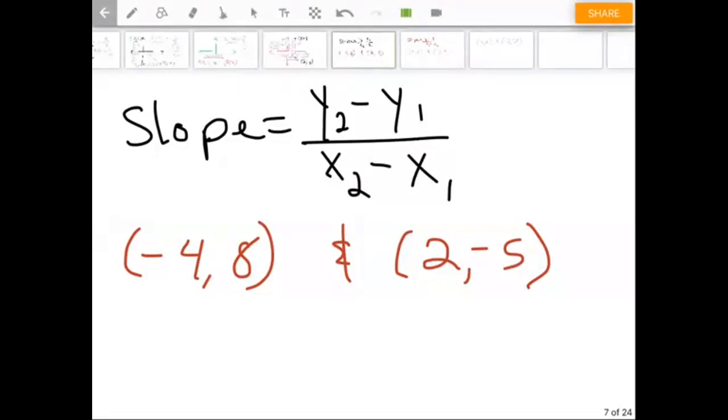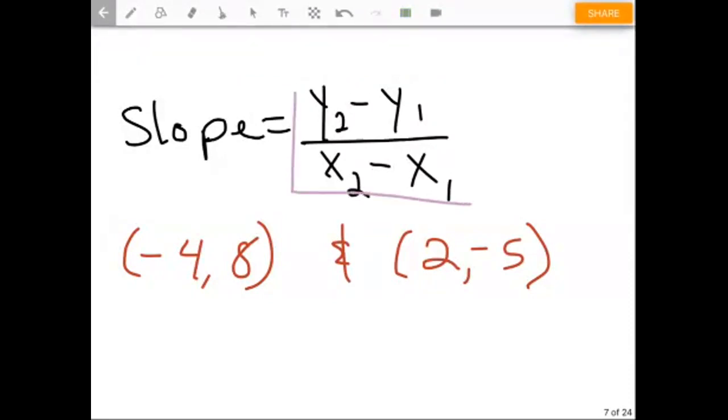Okay, so the next definition we're going to look at for slope is a formula, which a lot of you probably have seen. Slope equals y2 minus y1 over x2 minus x1. And these 2's and these 1's don't really do anything. Basically, it just means whatever y point you start with, you have to use that same point's x coordinate. So let's look at this example to see what I mean.